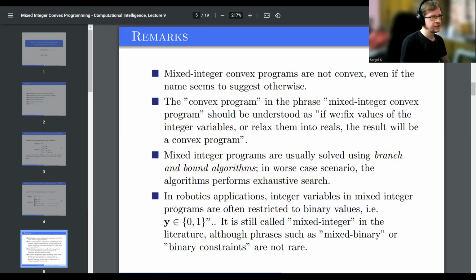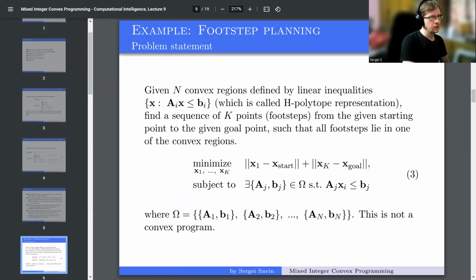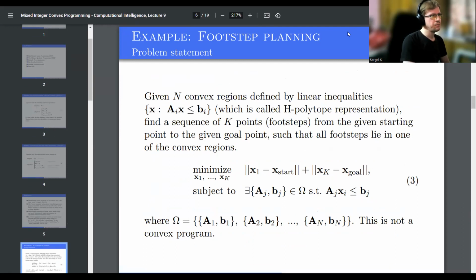So let us go into one main example, I guess, that I want to show you. And the main example will be footstep planning. That example is instantly a little bit on the complicated side, but that is a very typical use of mixed integer variables in robotics. So I'll just start with that.